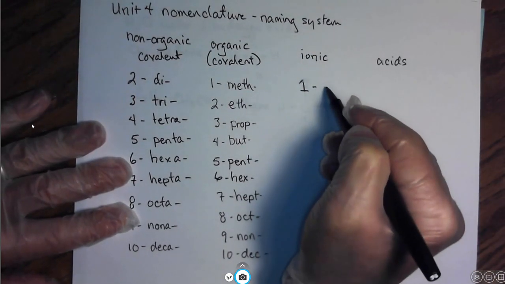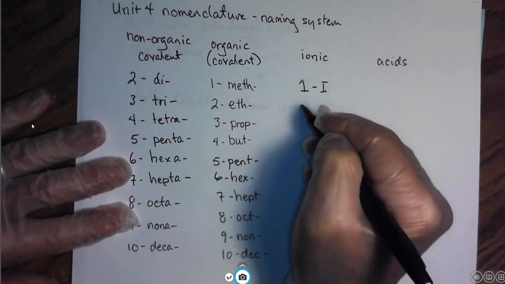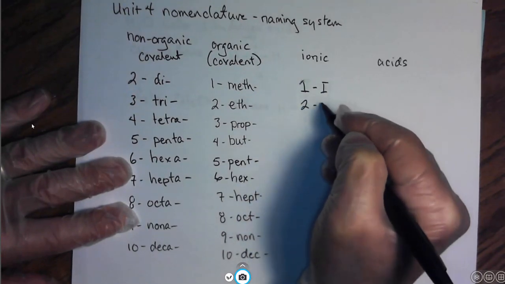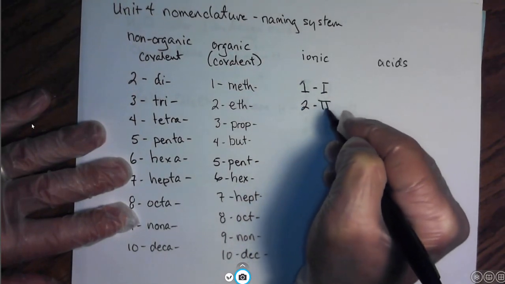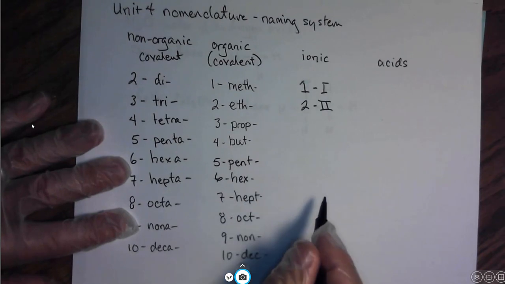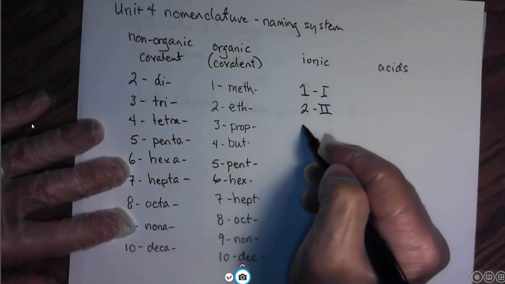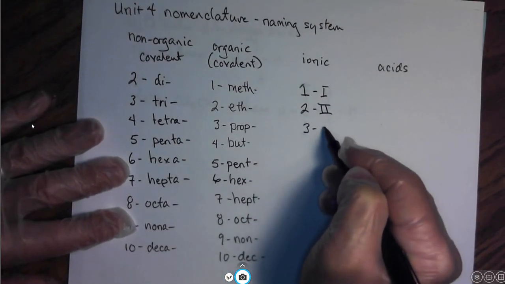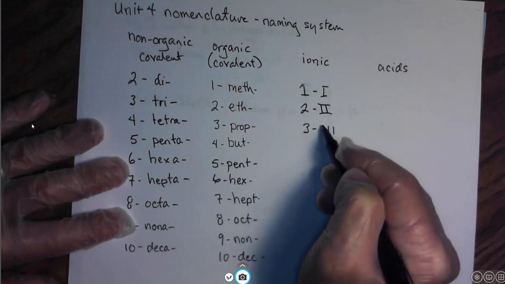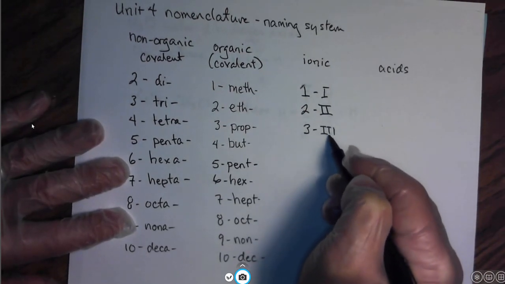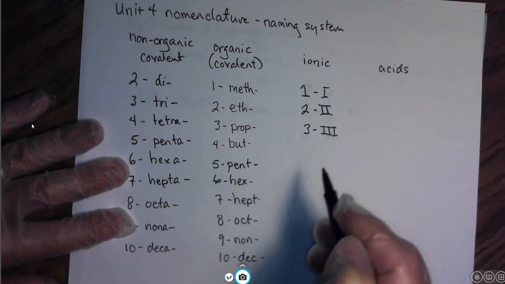So that's the capital letter I. And 2 is the 2 I's. And 3 is 3 I's. We could make it 3 separate I's, I suppose. Okay.